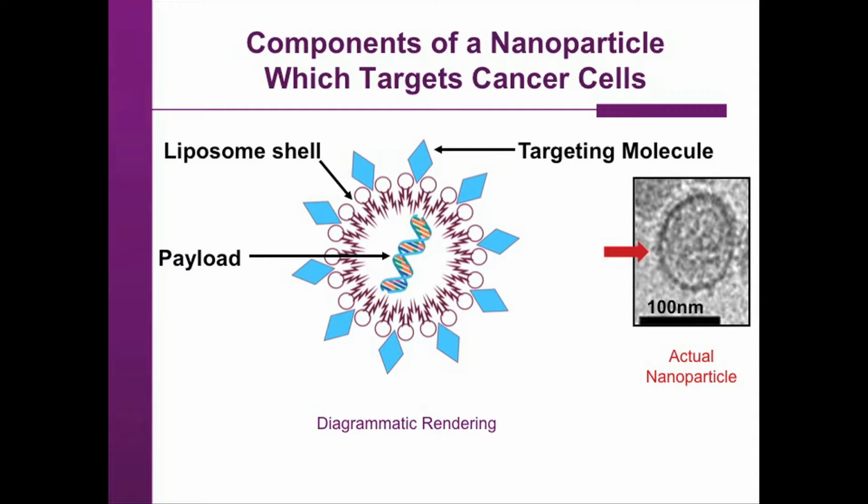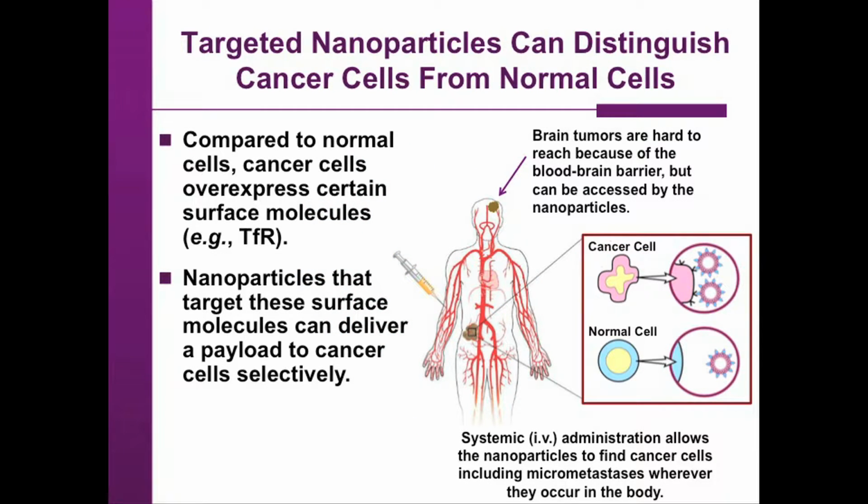This is about the size of a virus, but to give you some sense of how small this is, if you simply covered the surface of a United States penny with these nanoparticles, there would be more than 28 billion of them, enough to give every person on Earth several of them. This illustration demonstrates how targeted nanoparticles distinguish cancer cells from normal cells.